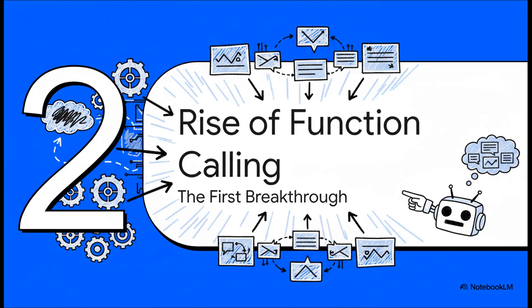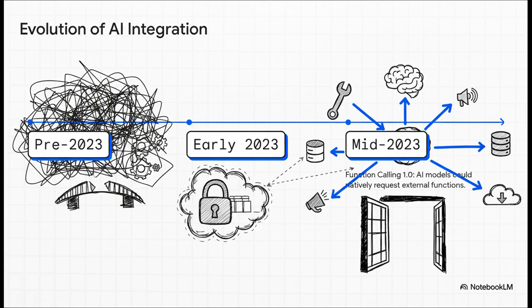Obviously, this chaos couldn't last forever. Something had to give. And the first real attempt to bring some order to it all was a breakthrough called function calling. Now, it wasn't the final answer, but believe me, it was a massive step in the right direction. And this evolution happened fast. If you just rewind before 2023, everything was manual, just developers painstakingly writing custom code for every single connection. Then, we saw the first real attempts like ChatGPT plugins, which were pretty cool, but they locked you into their specific ecosystem. The real shift, the real game changer, happened in mid-2023 with what we call function calling 1.0.